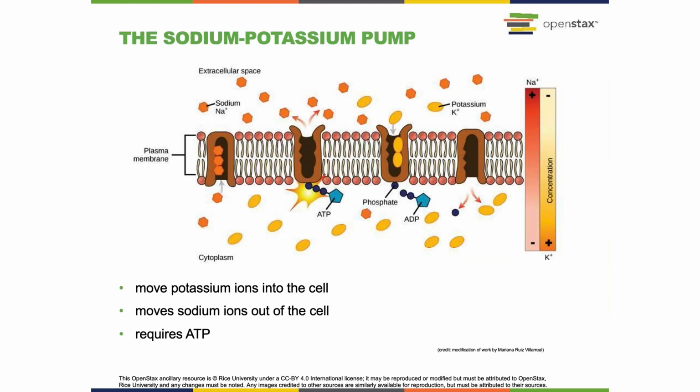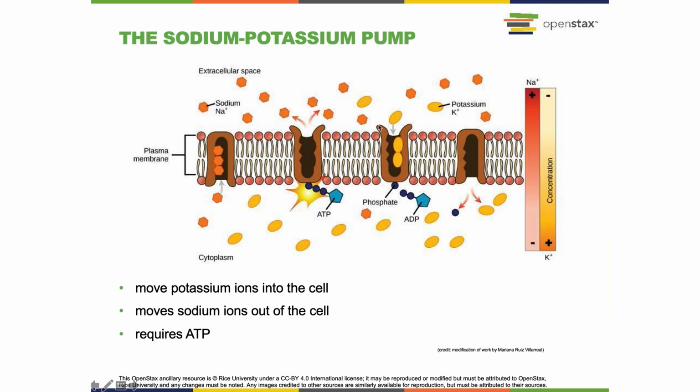So we've got this special protein in the cell membrane, and sodium are these little hexagons, and potassium are these large ovals, and so this protein has a shape, and the sodiums line up and bind, and then along comes ATP, and it binds a phosphate to this, which changes the shape of the protein, and now we release the sodiums to the outside.